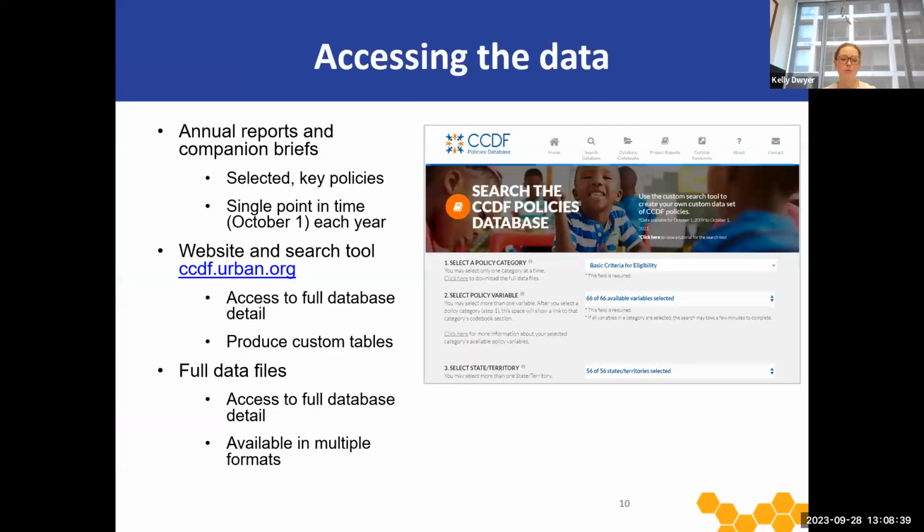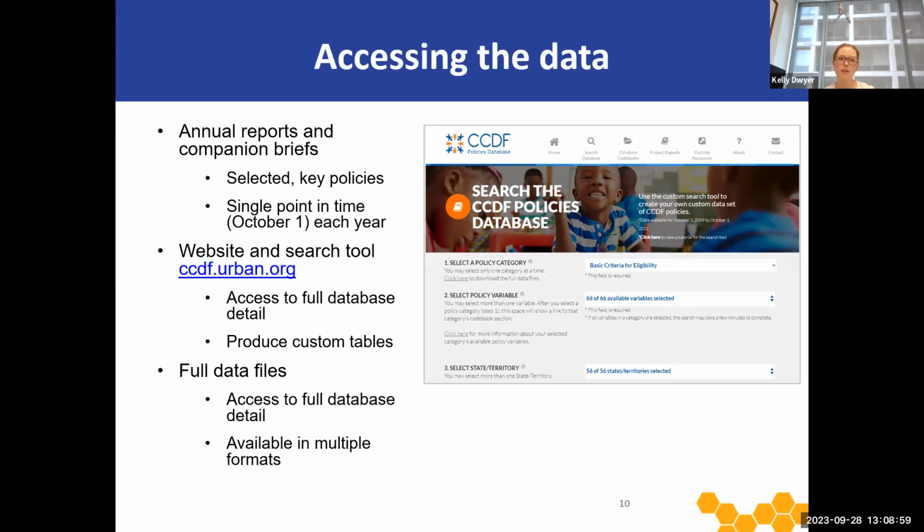There are three primary ways for you to access the data from the database, and three primary products that we're going to discuss. The first is our annual report or book of tables, which includes the tables that Margaret just discussed that were reviewed by states and territories and show selected policies for October 1st of each year.